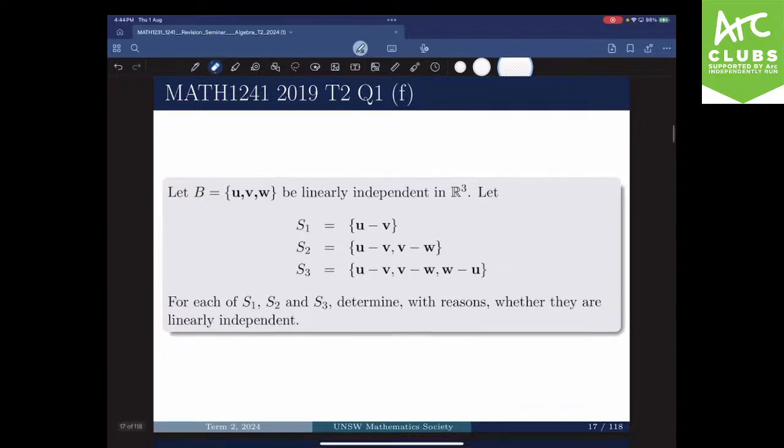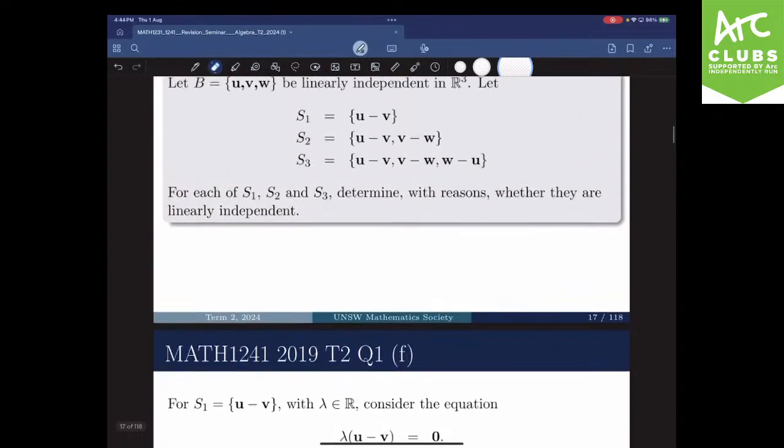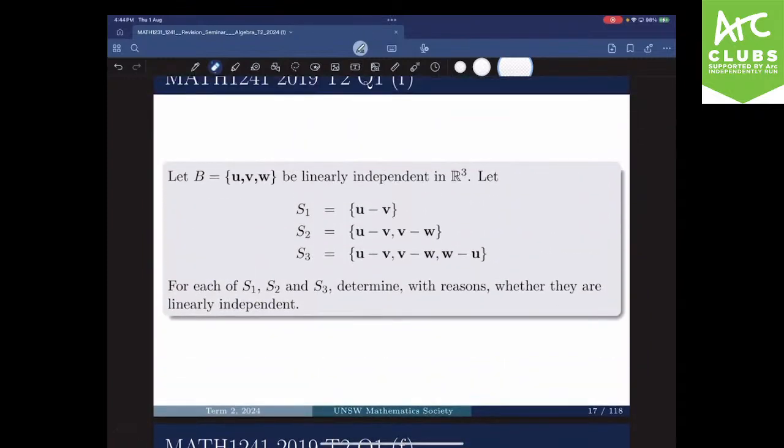So how do we do this? The main idea here, just like before we go straight into the solution, is that we want to use that this set B is linearly independent. We want to use that the only solution to lambda 1 u plus lambda 2 v plus lambda 3 w equals 0 is when lambda 1, lambda 2, and lambda 3 are all equal to 0.